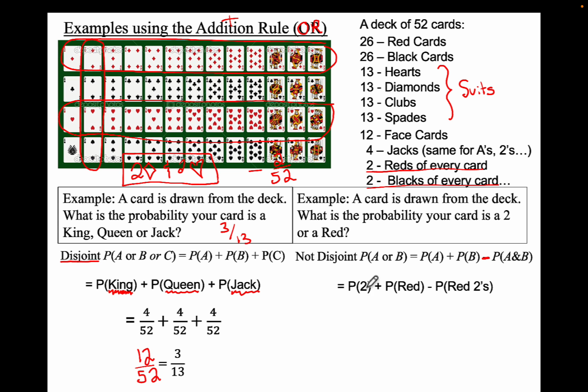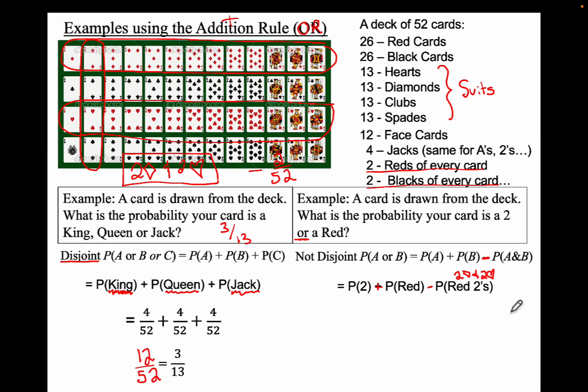Capital P, open parentheses, 2. The word or leads us to a plus sign. And then a red. So capital P, open parentheses, red, close it. Subtract out the probability of, and this is the overlap part, red 2s, okay? The red 2s. That's the 2 of diamonds and the 2 of hearts. Those are the red 2s.